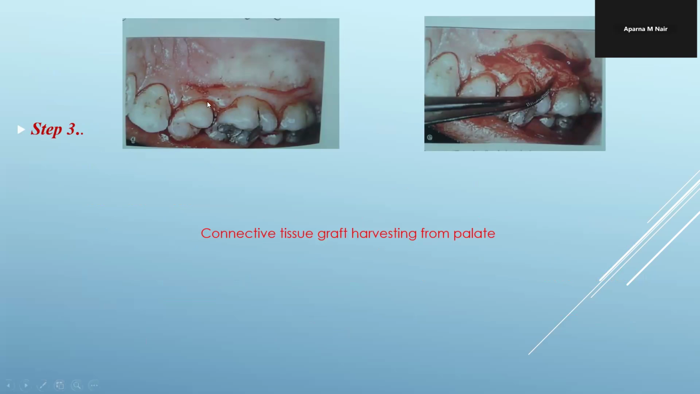So this is the connective tissue harvesting technique using the trapdoor technique. By giving horizontal incisions 2 to 3 mm from the gingival margins of the molars and premolars, and connecting these horizontal incisions, 2 perpendicular incisions are given. A partial thickness flap is reflected, and the connective tissue bed is harvested. Once it is harvested, reposition the flap and suture it.